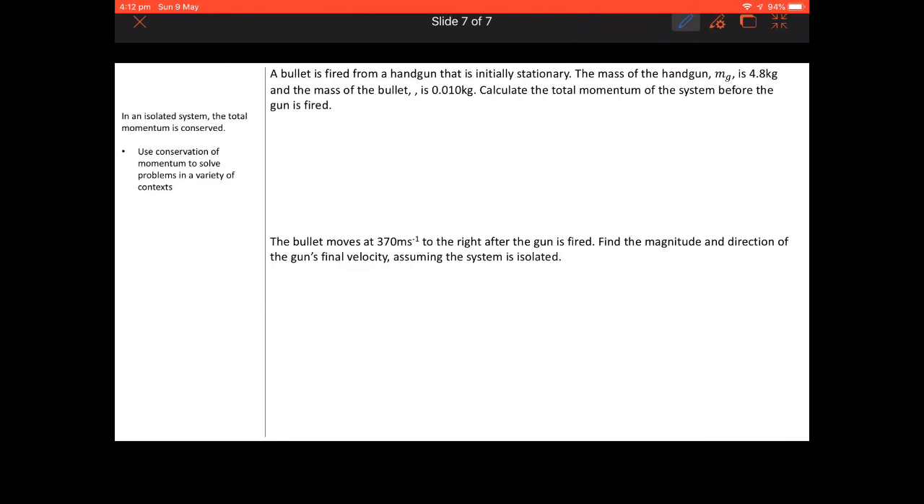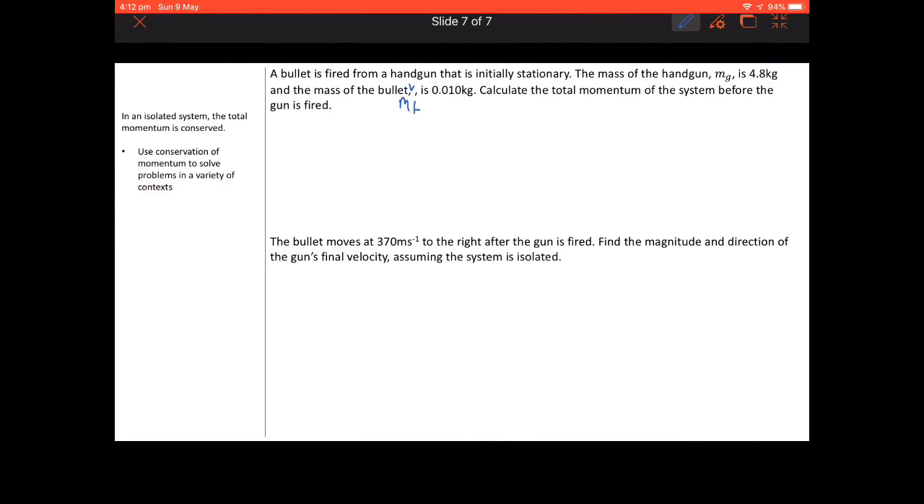A bullet is fired from a handgun that is initially stationary. The mass of the handgun is 4.8 kilos, and the mass of the bullet, I forgot to put an M there, that was just meant to be MB between those commas, is 0.01 kilos. Calculate the total momentum of the system before the gun is fired. To calculate this, you need to think about what the velocity of the bullet is and what the velocity of the gun is when the handgun is stationary.